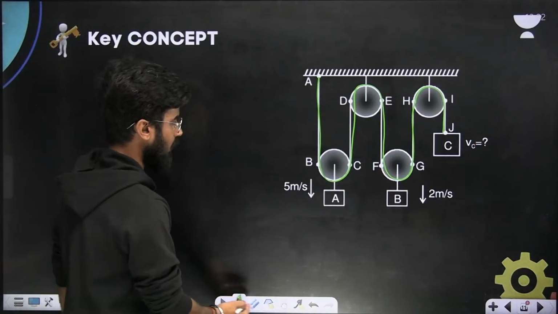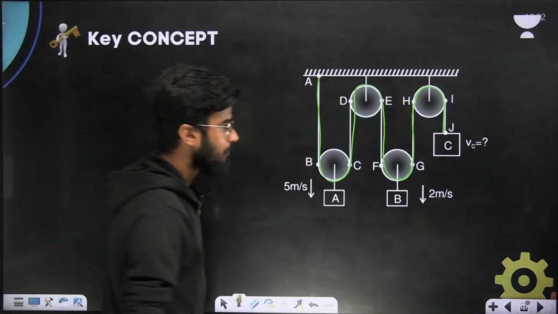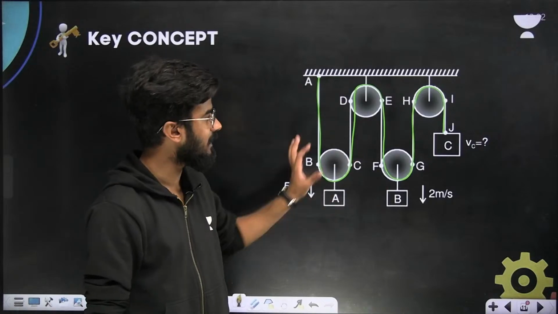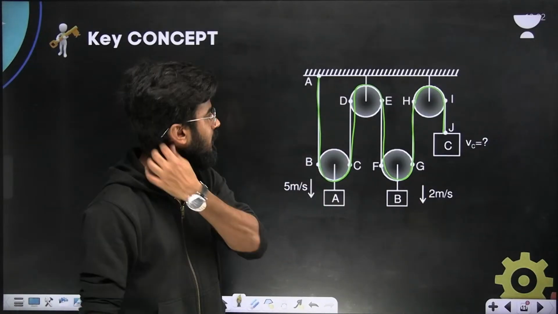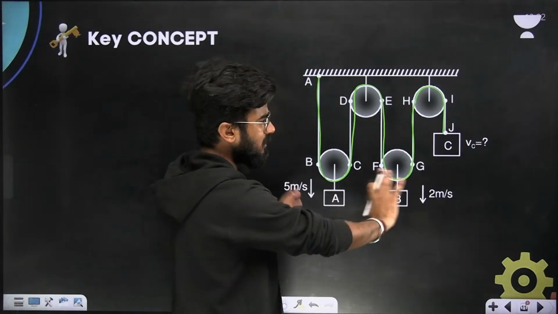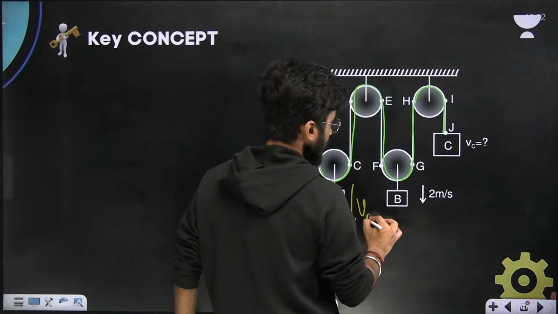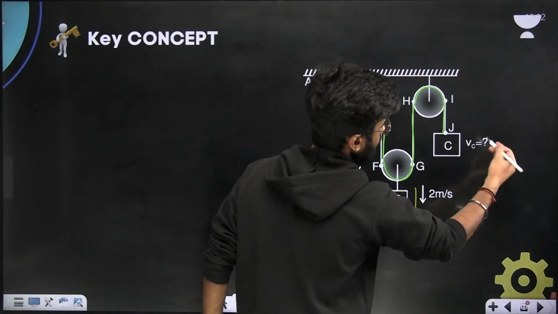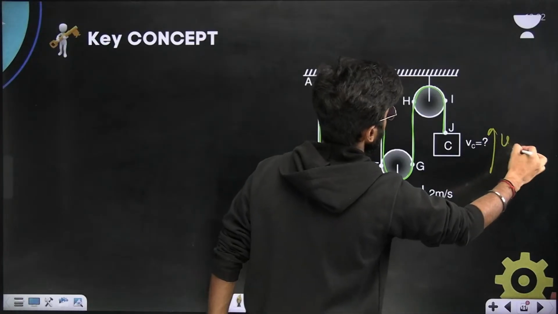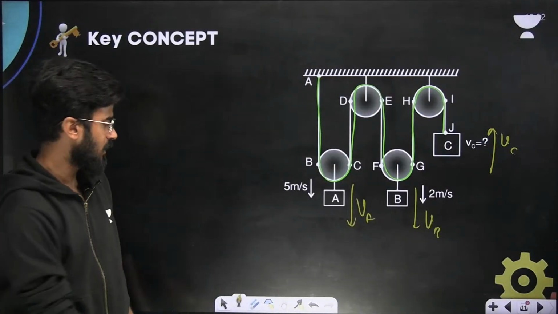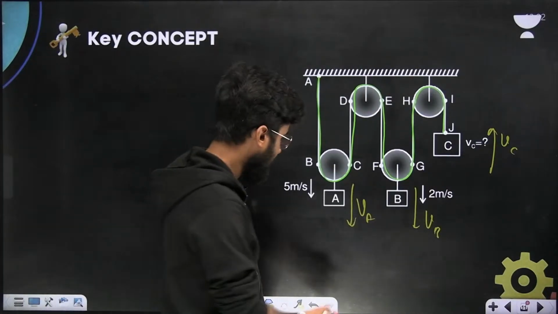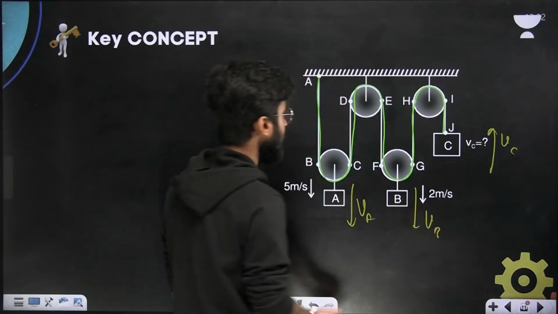Okay, now suppose that we have to find the relation between all the pulleys and all the blocks. Suppose the velocities, I mean, now I'm not saying that the velocities are given. Suppose that this is VA, this is VB, and suppose that this is VC. Okay, now we have to find a relation between VA, VB and VC. Got it? Now, how will I solve it?